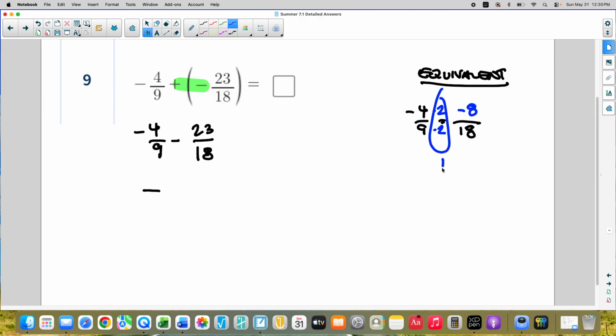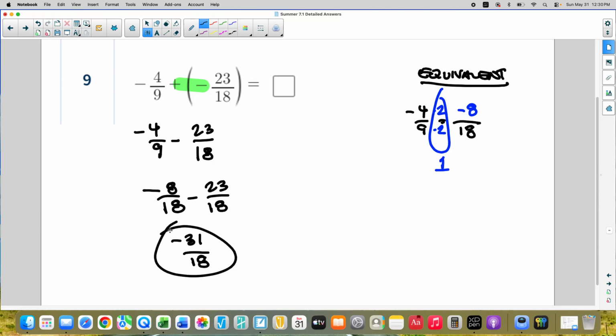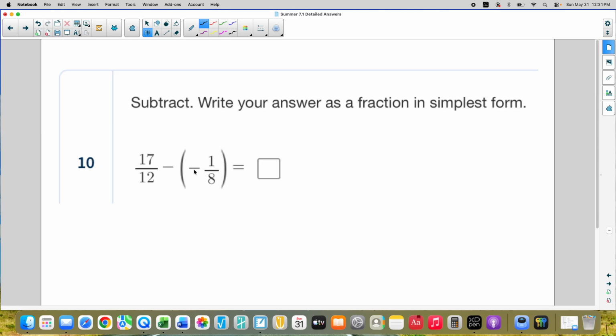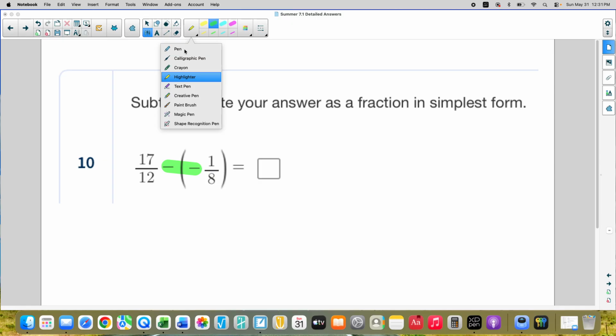This value has to be a value of 1. That's why it's equivalent. And that gives us negative 8/18 minus 23/18. Negative 8 and negative 23 makes negative 31/18. We're going to make sure that we simplify, make sure it's reduced to lowest terms, and that is its lowest terms. Again, we're going to combine those double signs first.